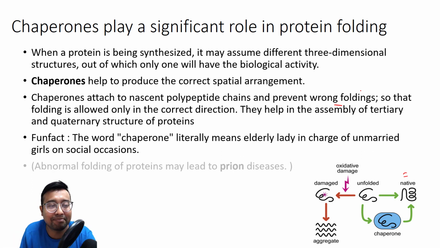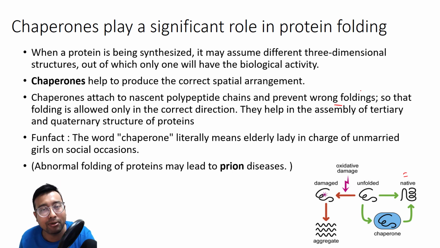Anyway, you should know that abnormal protein folding in absence of chaperone or any damage to the chaperones, heat stress, etc., will lead to abnormal protein folding, and those are known as prion diseases.